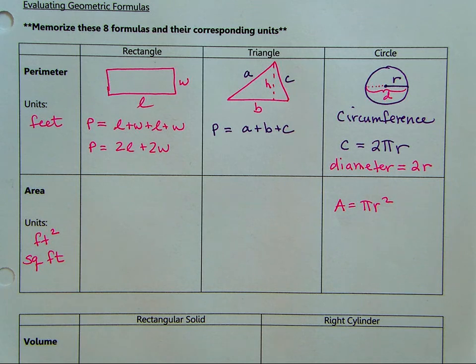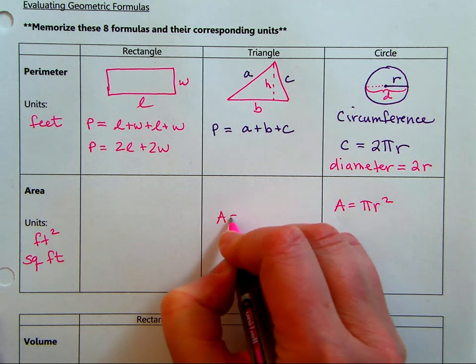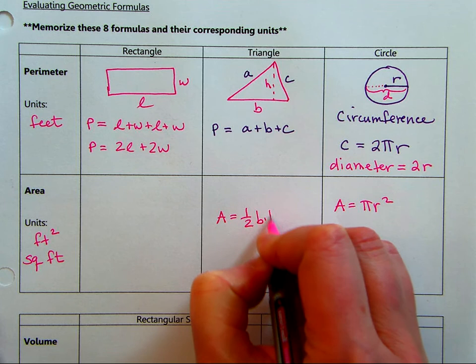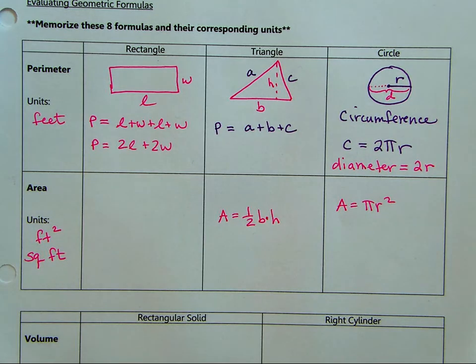Okay, what about triangle? I heard someone saying triangle. I think it might have been you, Karen. It's base times the height. Is that what it is? Half. Half times the base times the height. Oh, okay. Yeah. Which is really cool.